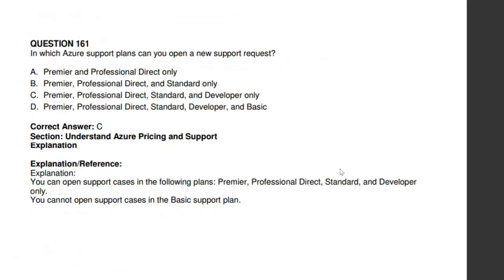Moving to the 161st question, in which Azure support plans can you open a new support request? The answer is premier, professional direct, standard, and developer only. This is the option over here, because it's a combination; basic features are in each plan. So this is where you can raise a new support request. You can open support cases in the following plans, and you cannot open a support case in the basic support plan. The hierarchy starts with basic, and basic doesn't have much privilege for your Azure account.